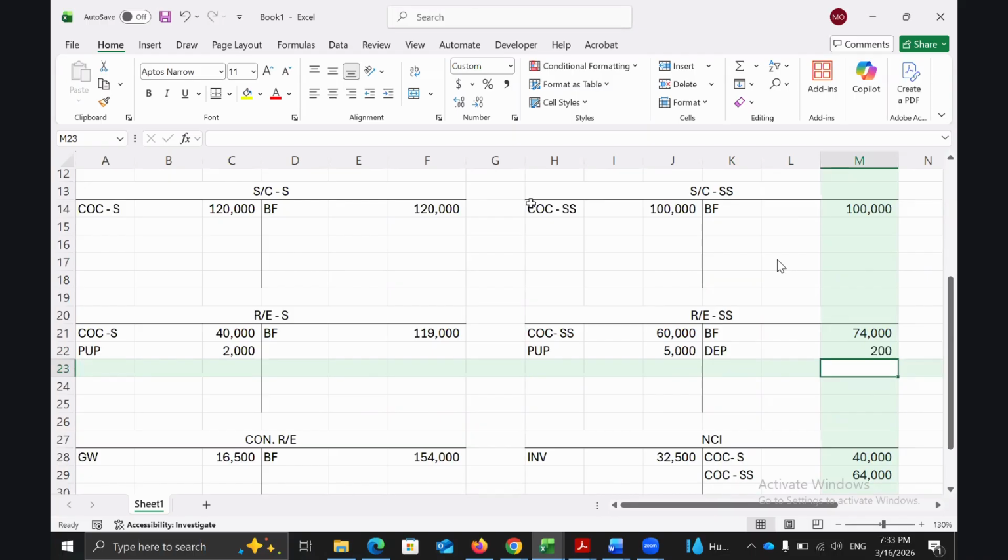The plant balance of SS should be debited by 200 as the reversal of additional depreciation, and the retained earnings of SS should be credited by 200. Was this clear?